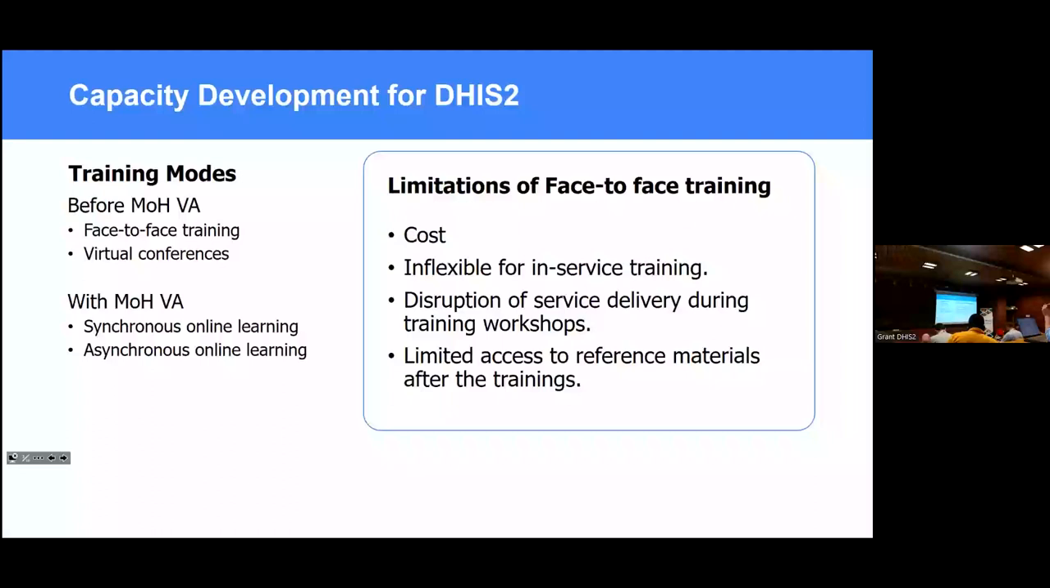And for the synchronous training, it just means that you have to have a group of people who log in to take a particular course at the same time. And for asynchronous, then you can have everybody just log in and do the self-paced learning at their own convenience and at their own time. So the one that has been taken up most is the asynchronous one, where we have people logging in at different times and taking up the courses. Next.